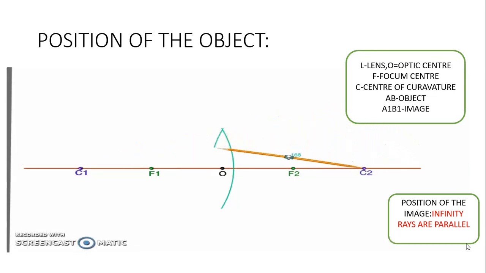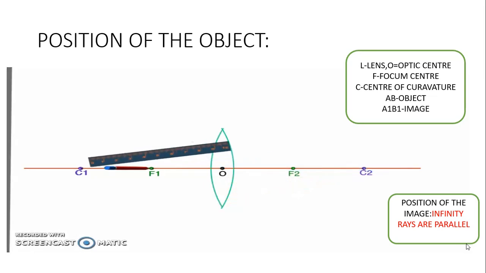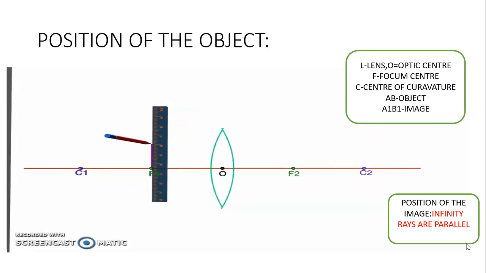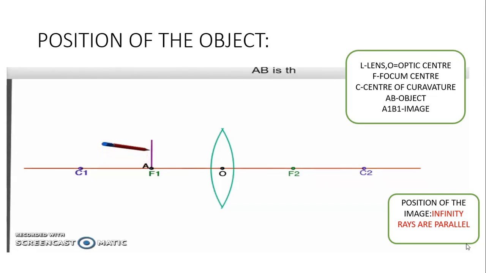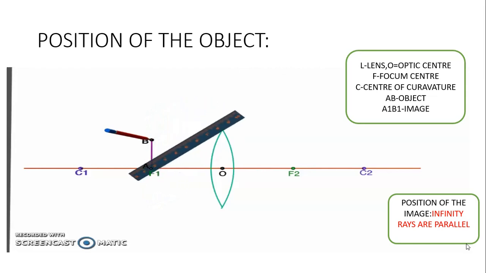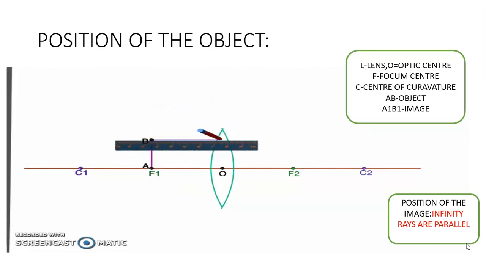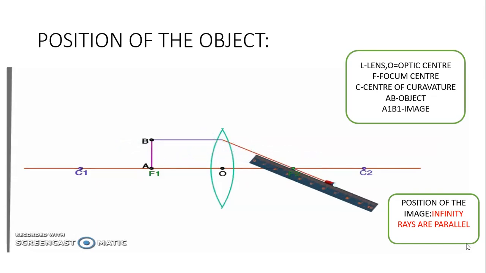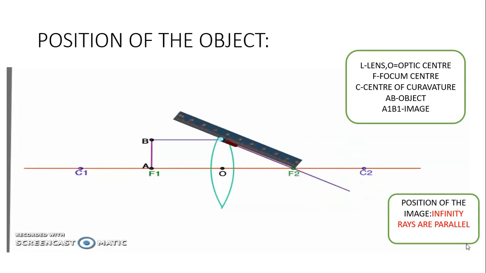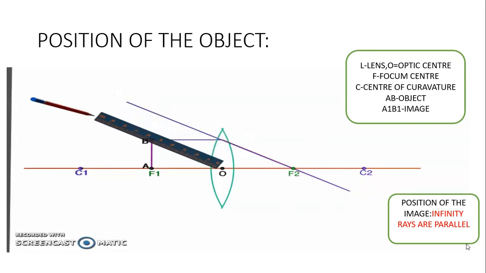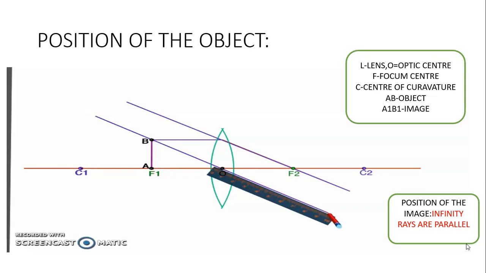Draw convex lens here. Now take position at F. Now draw a line from B parallel to principal axis, which is passing through F, extend behind also, and take another ray which is passing through the O and produce both the sides.